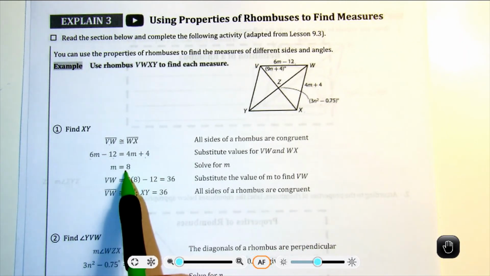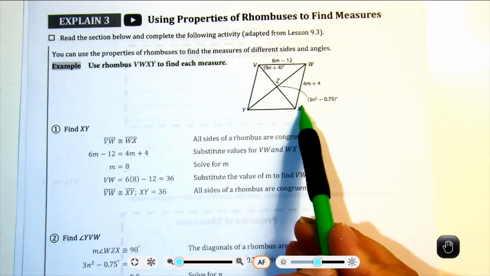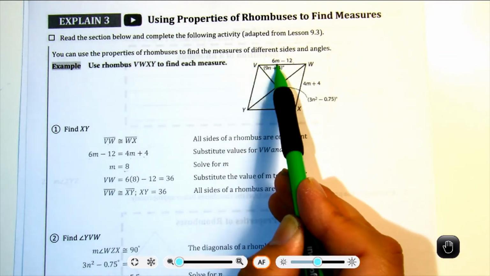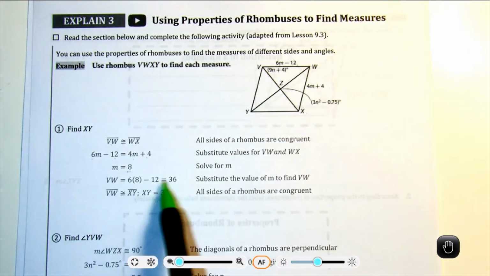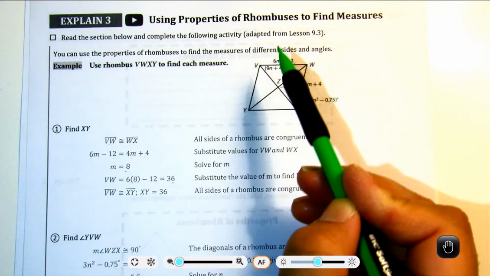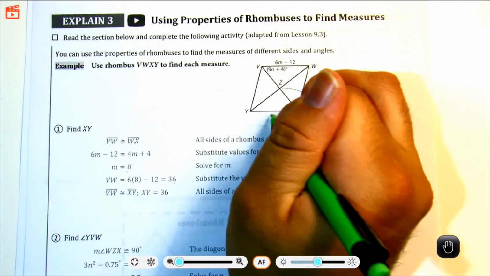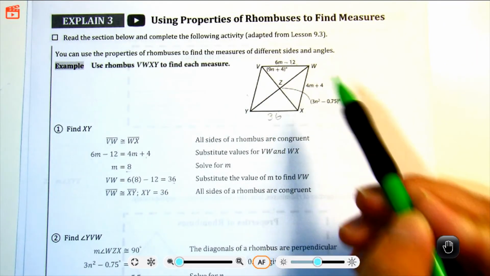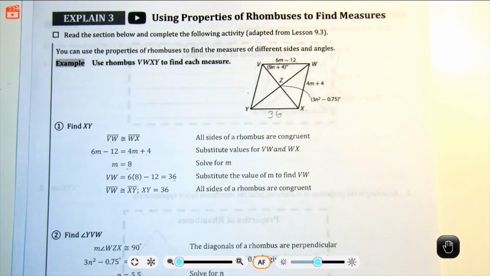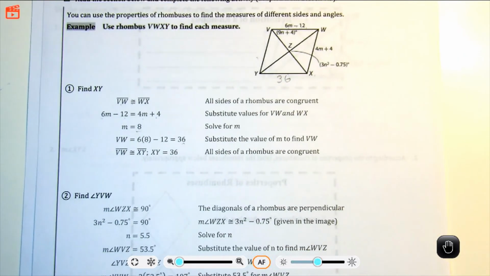Now that you know what m is, you could plug it in into one of these sides. And so what they did was they plugged it in for m here. 6 times 8 minus 12 is 36. So if this side is 36, then this side has to be 36 as well, because these sides are all congruent to each other. Okay, and then for our second problem, they want us to find angle YVW.